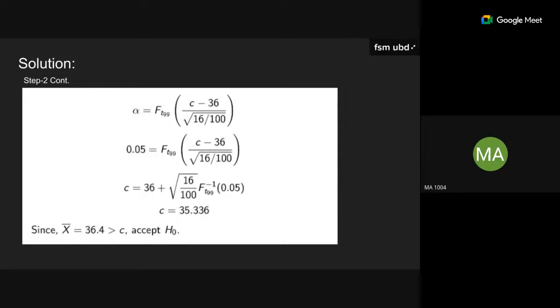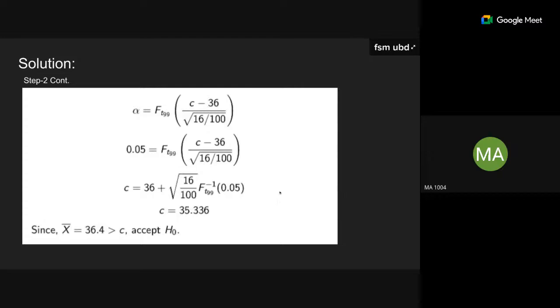So we got the critical value as 35.336 and the sample mean value is 36.4. If we compare this test statistic with this critical value, 36.4 is greater than 35.336. So we will be accepting the null. We will reject the null only if X bar is less than some C. So we will accept the null.